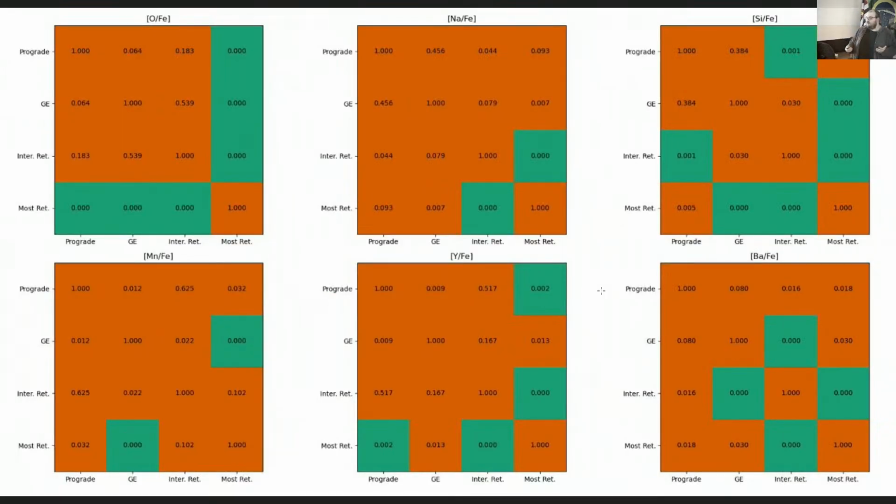We also did a Kolmogorov-Smirnov test to see if the groups were different in chemistry. And what we concluded is that just the most retrograde group and Gaia-Enceladus, the prograde, and the other that is a little bit retrograde are different in chemistry. Not all elements, only these 6 elements were different. So they have a difference in oxygen, in manganese, in yttrium, but not in the other elements available in the Galah survey.